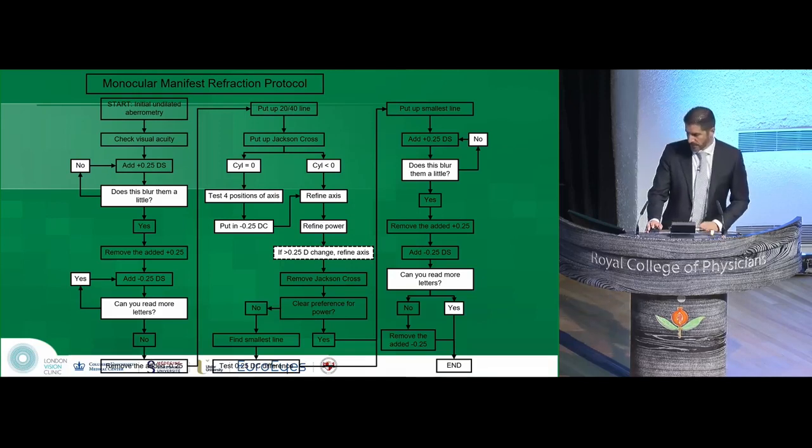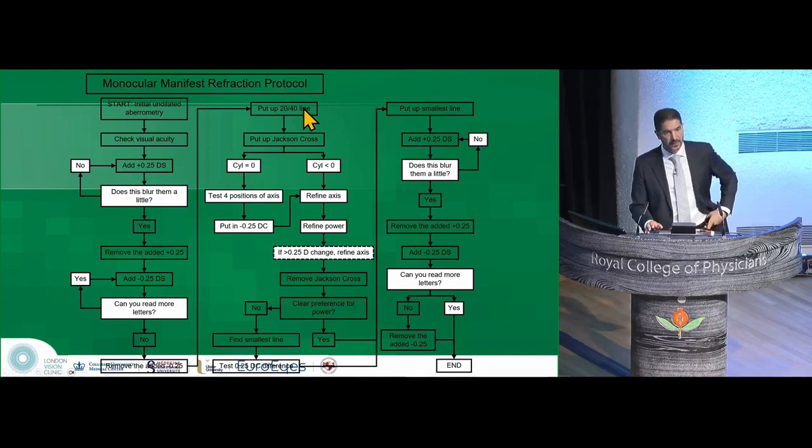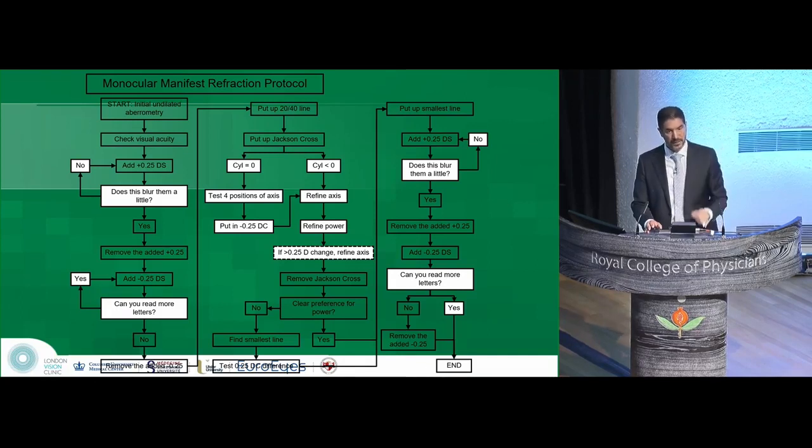So this is essentially the monocular portion of the manifest refraction protocol. We start with the undilated aberrometry. We're going to push plus as much as we can. We're then going to put up the 20/40 line on the ETDRS chart. It's actually the 20/50 line with the little O. And we're going to refine the SIL axis using the Jackson cross. We're then going to refine the power of the SIL. We then go back to the sphere and we push again the maximum amount of plus that we can get to. And that'll be the end of the monocular refraction component.